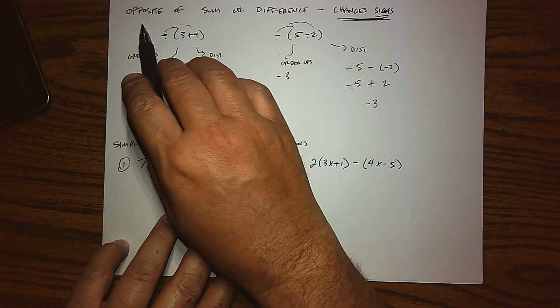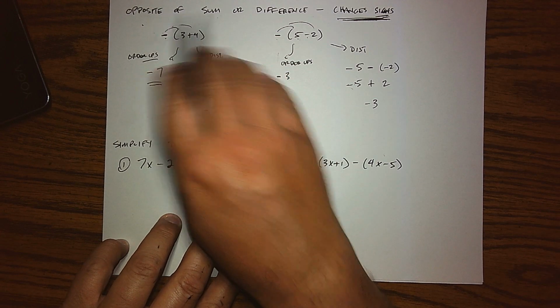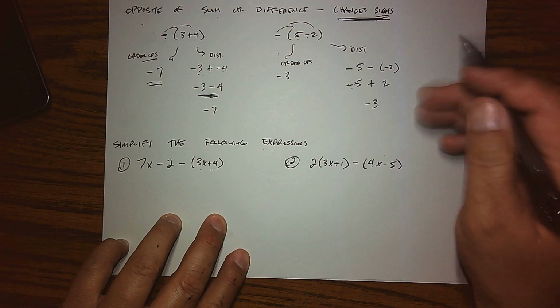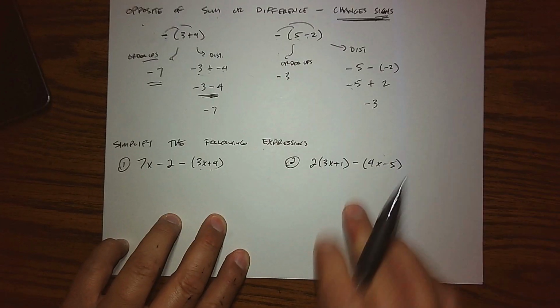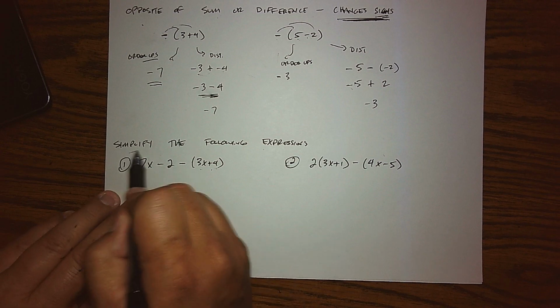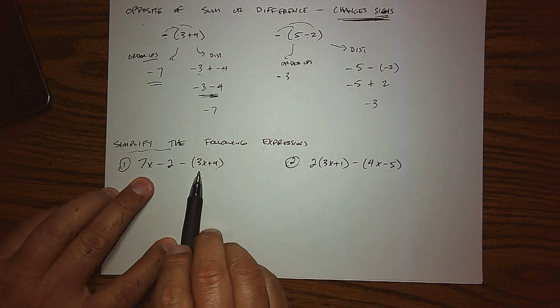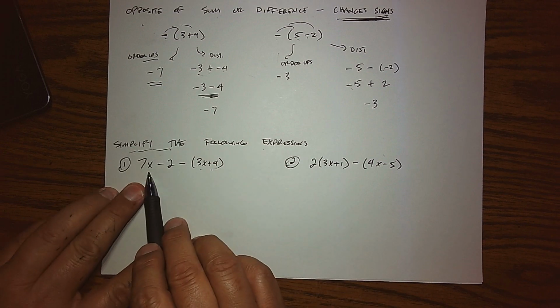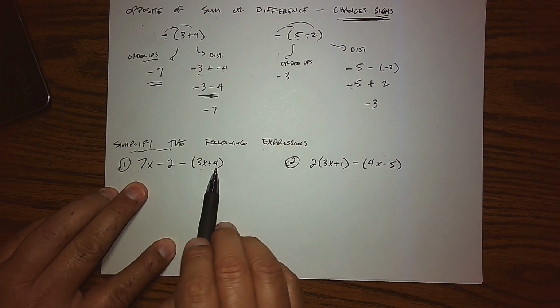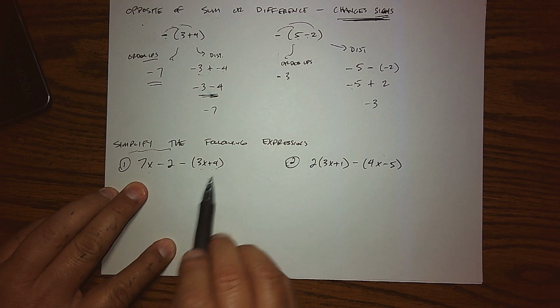So when we take the opposite of a sum, or the opposite of a difference, when you distribute it out, all the signs essentially change. And that's going to be important for the next round. When we look at number 1 and we're asked to simplify, eventually I want to combine like terms, right? Here's a term with x in it, and there's a term with x in it. There's a term without x, and there's a term without x. So I eventually want to combine them.